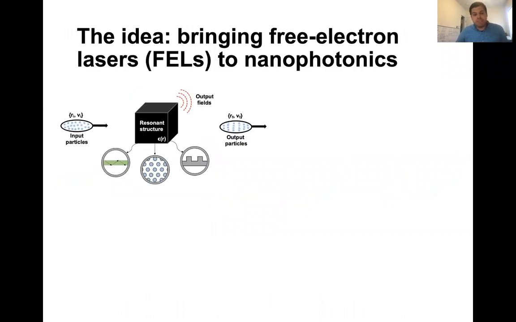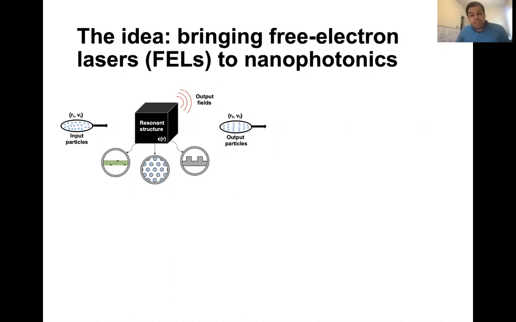The picture that you should have in mind of a nanophotonic free electron laser is something like this. I have a beam of input particles like electrons, and I'm going to treat them all classically. They're coming in with some positions and velocities out of some kind of electron source like an electron gun, and they're incident on some resonance structure with some dielectric permittivity. For this structure, you can imagine just a waveguide, a photonic crystal cavity, a ring resonator, a metal grating, you name it.